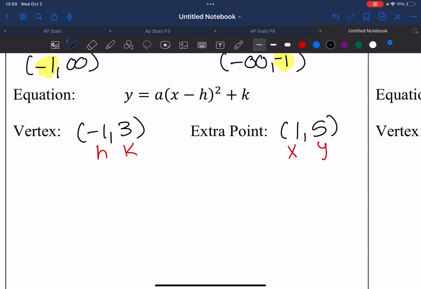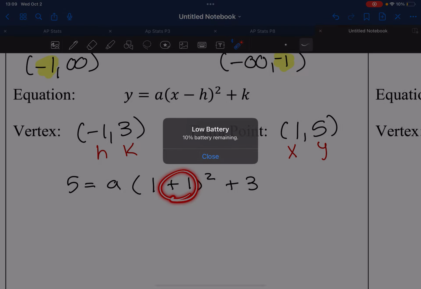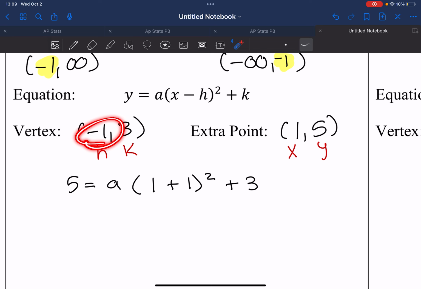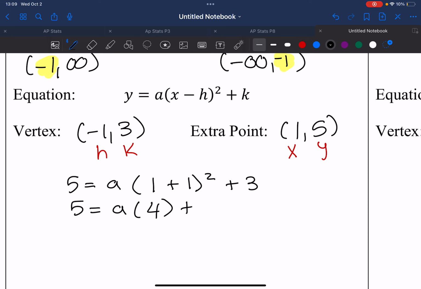So plugging it in to solve for A, I get 5 is equal to A, parentheses 1 plus 1 squared plus 3. Notice how this turned into a +1, even though this is a -1. That is because of that negative in the formula. So minus a negative is plus a positive. Okay. So then we have 5 is equal to A, 1 plus 1 is 2, 2 squared is 4 plus 3.